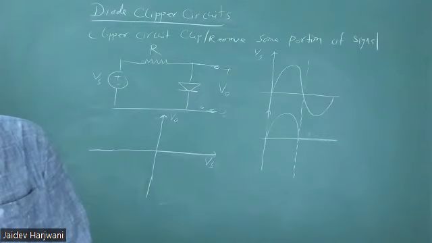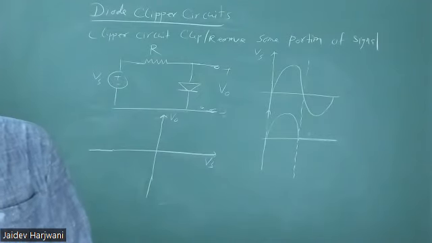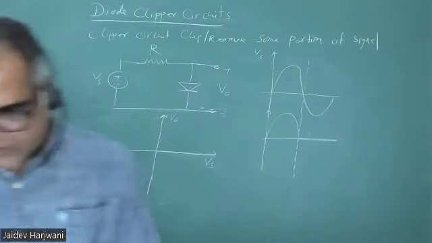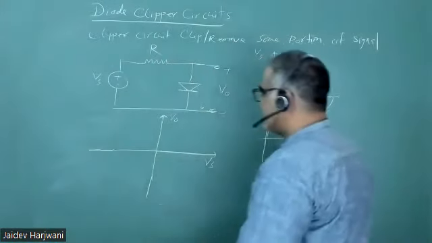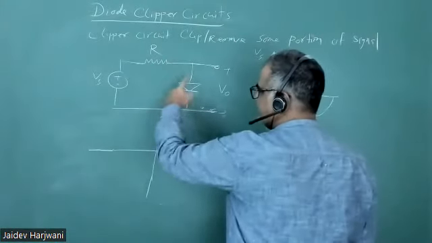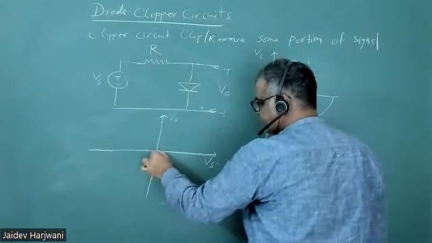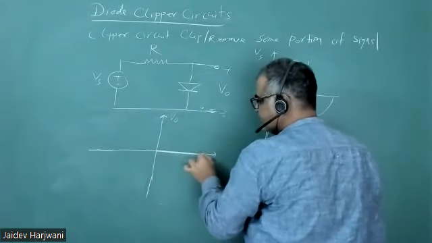How much is the drop across the diode? Zero, sir, because it will be an ideal short. Ideal diode, zero. If it is forward bias, the drop is zero. So for any forward bias, if you apply any Vs, you always get zero.